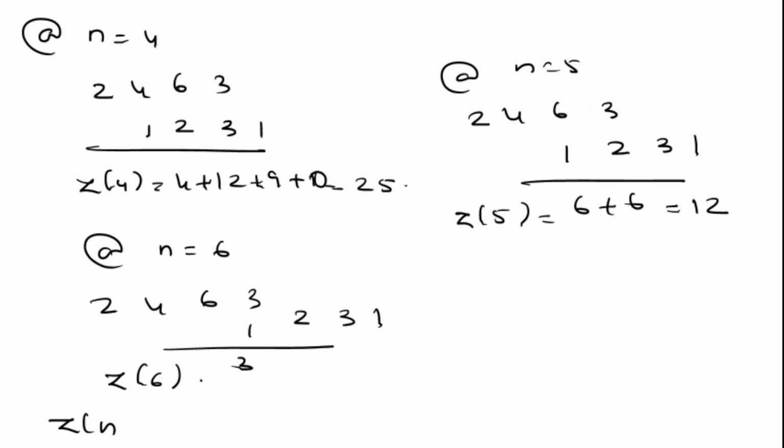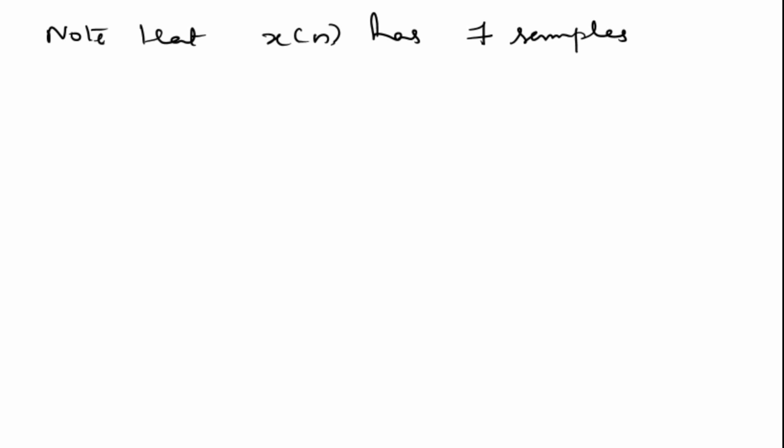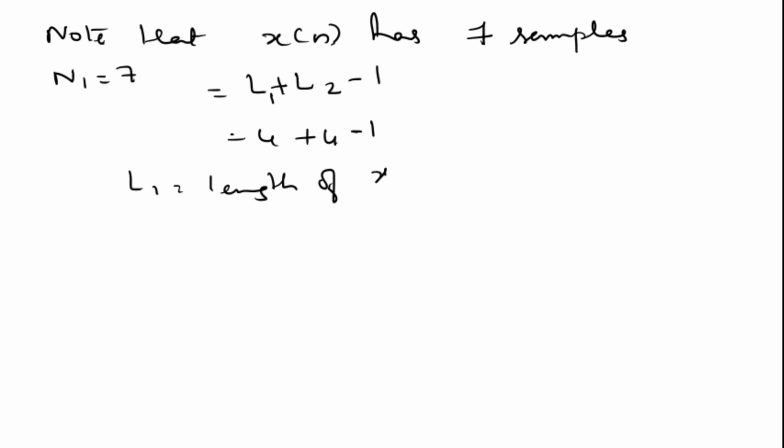Then we can write z of n is equal to 2, 10, 22, 31, 25, 12, 3. Now note that z of n has 7 samples, n1 is equal to 7, length is 7, which is equal to L1 plus L2 minus 1, that means 4 plus 4 minus 1, where L1 is equal to length of x1 of n, which is equal to 4, and L2 is equal to length of x2 of n, which is equal to 4.